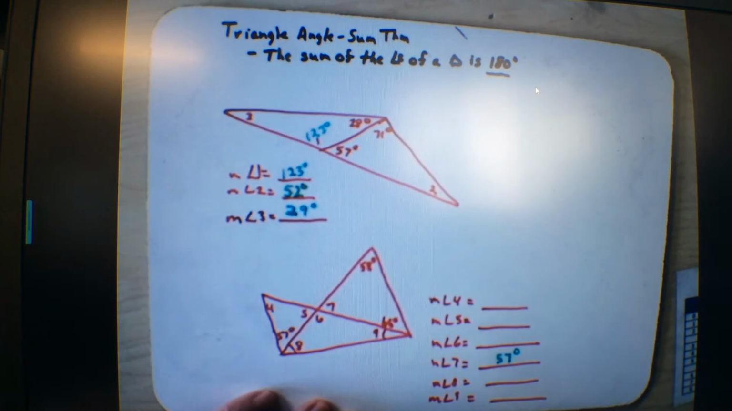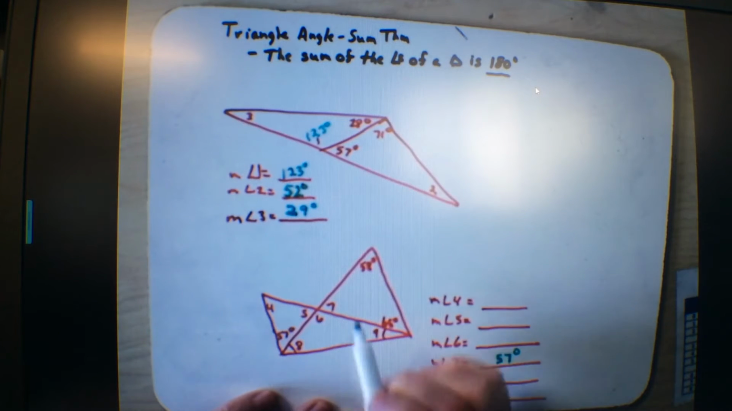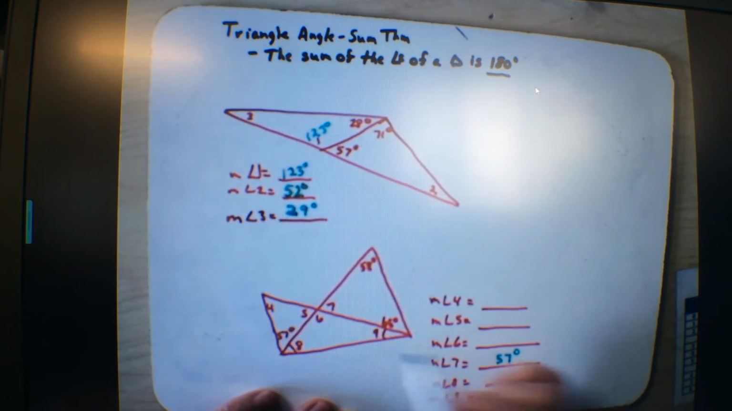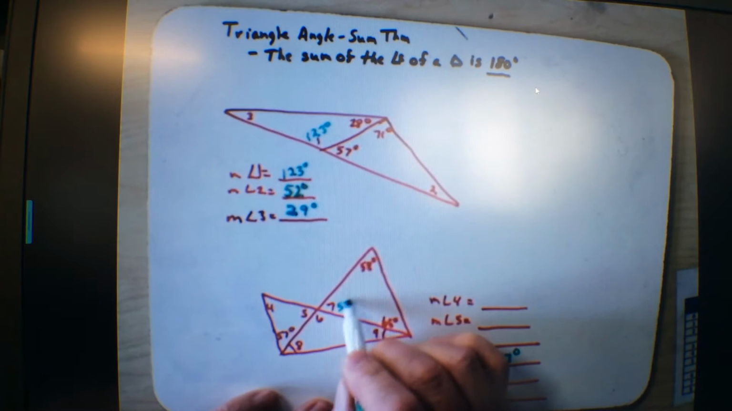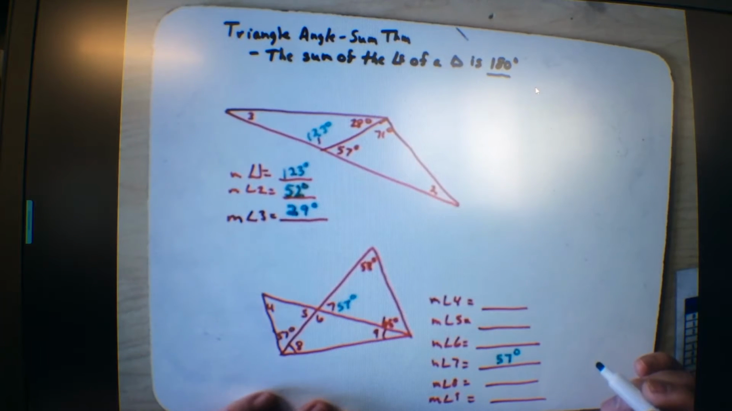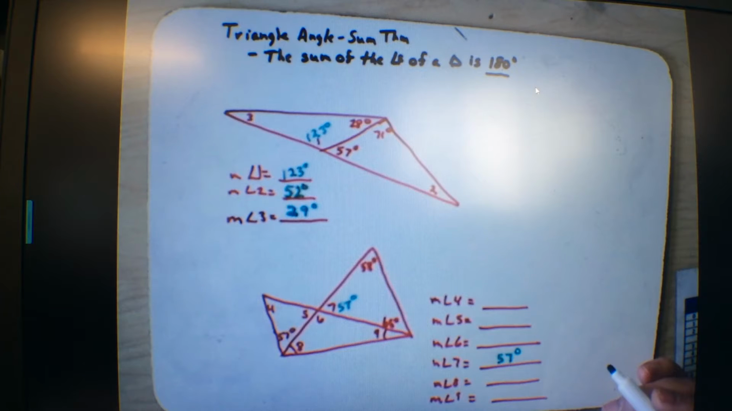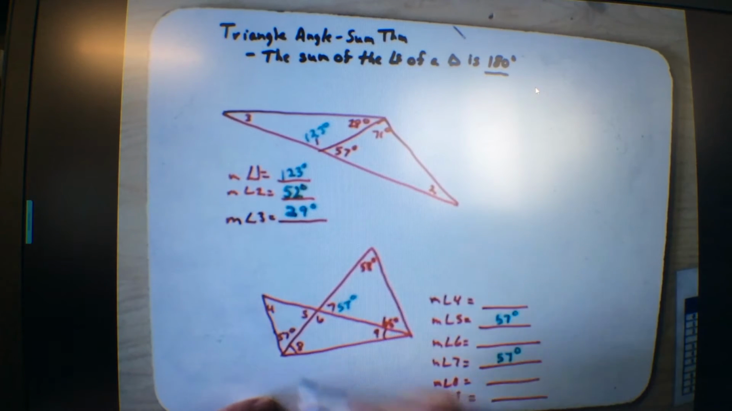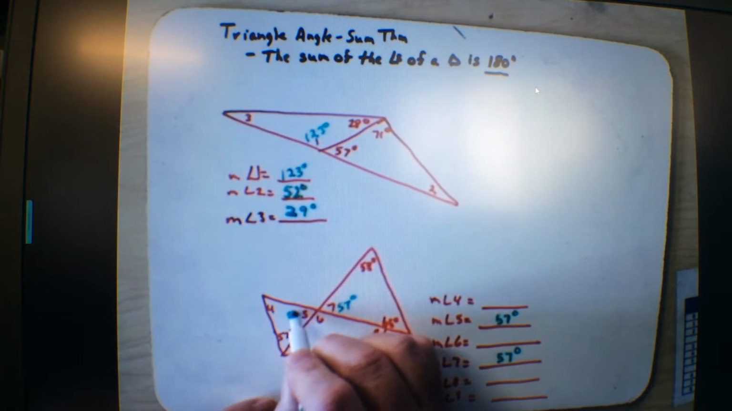Can anybody tell me a different angle? How big is 5? Angle 5. This is 57 degrees. How big is angle 5? 57. Why? Tell me why. Because they're vertical angles. So this is 57 degrees.